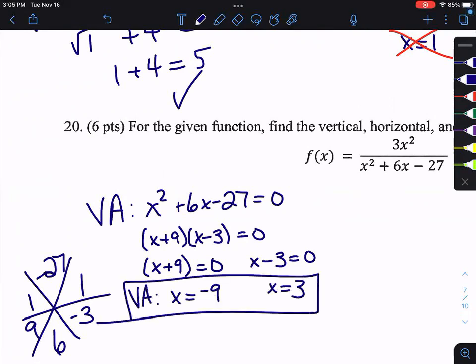Those are both vertical asymptotes. Keep in mind, for full credit on this question, you must have x equals -9, x equals 3. You can't leave off the x equals because it's representing a line. So the x has to be there, or I have to count off a point.